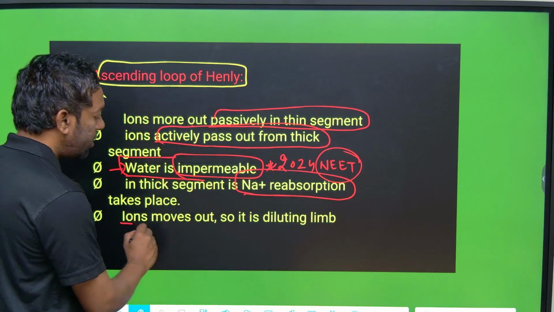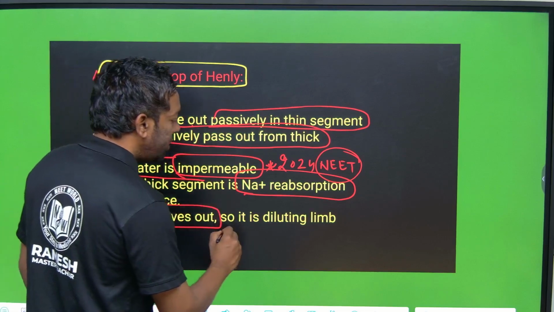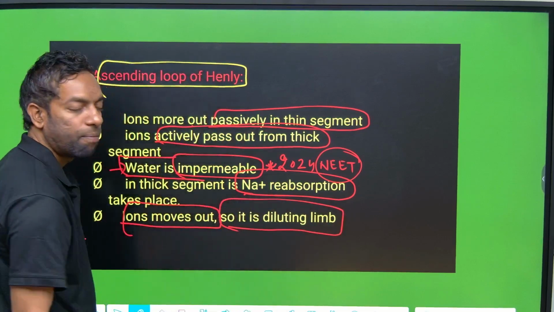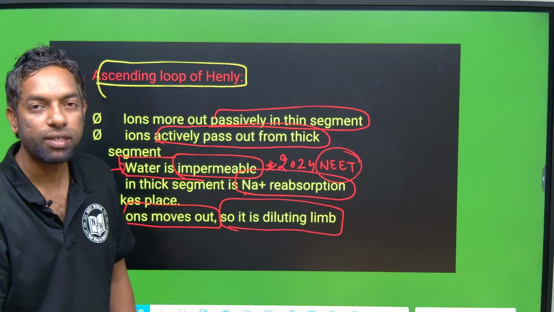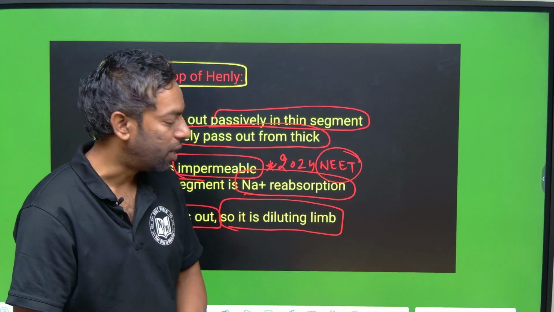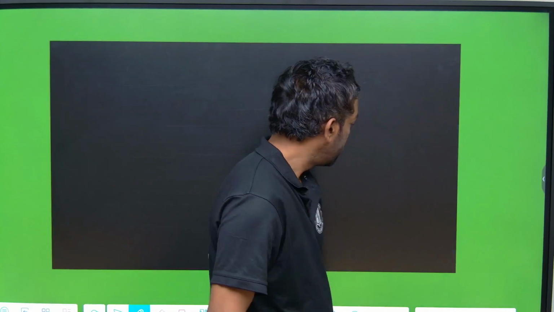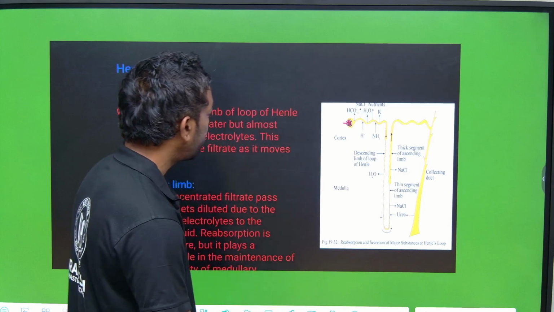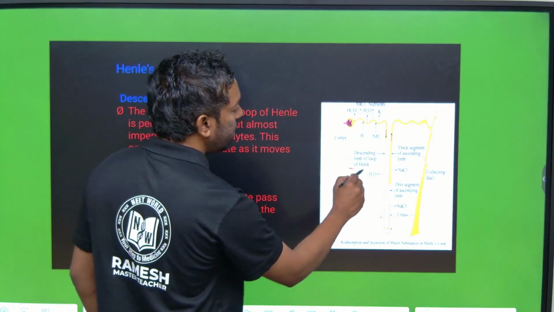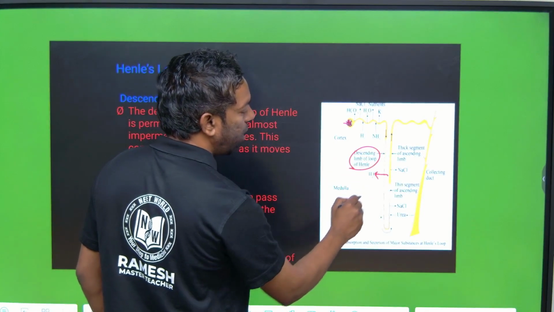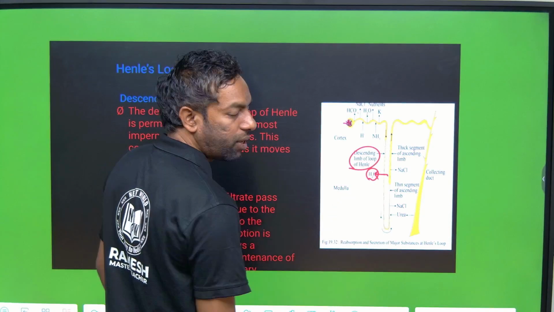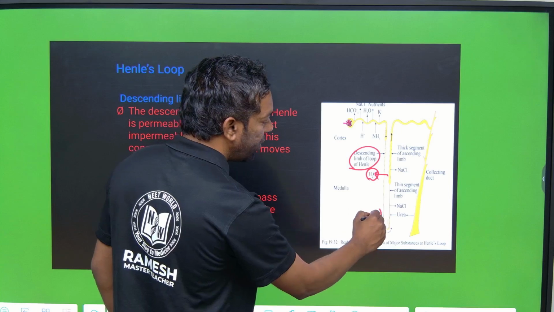Ions move out, which means it is the dilute limb. The concentration of the fluid is very dilute here. Descending Henle limb, water out, so concentration is going to take place.